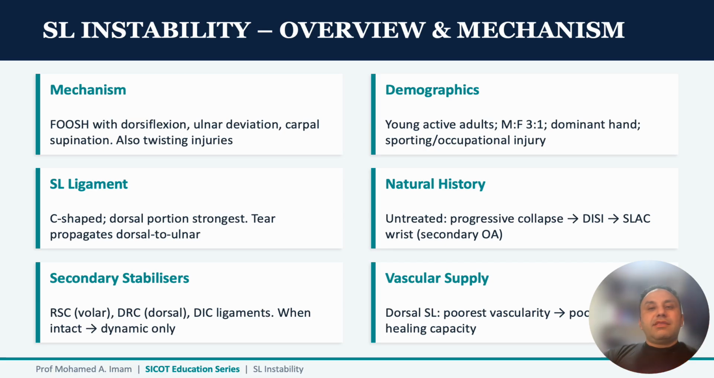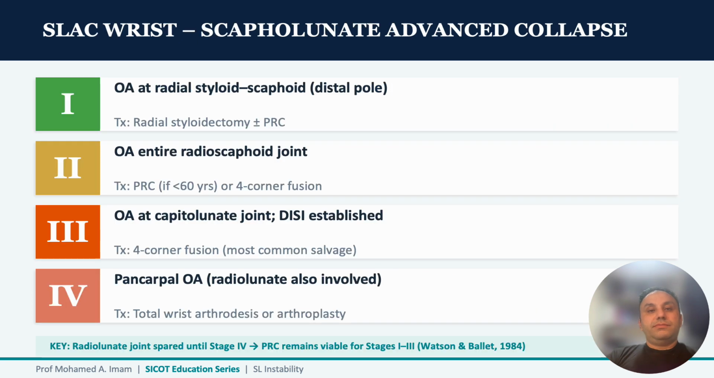There are secondary stabilizers which try to stop that from happening. That includes the radioscaphocapitate ligament, the DRC, the DIC ligament. When the scapholunate ligament is torn but these are intact, we see dynamic instability. But when all fails, we see static instability. And then you have progression to a SLAC wrist, which we'll cover later on.